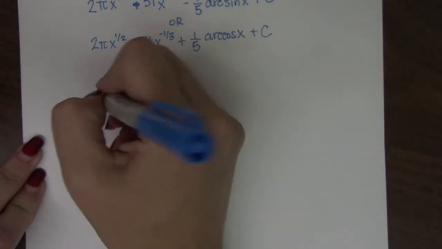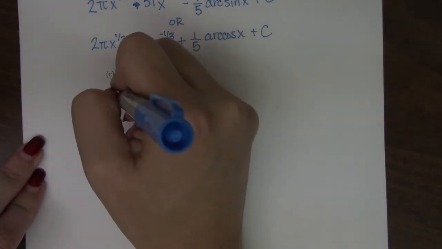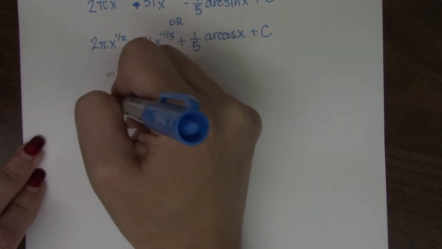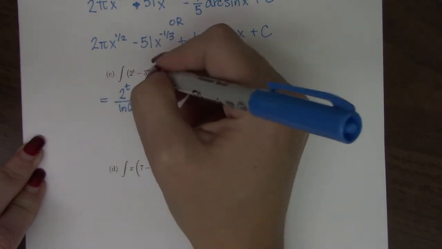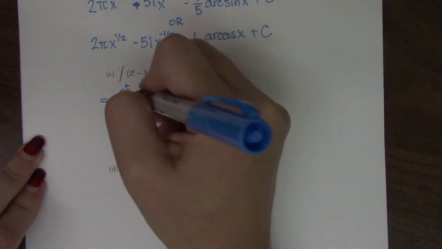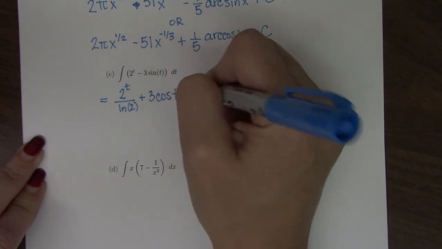2 to the t is the same format as a to the x, so the antiderivative of this is 2 to the t over ln of 2. And then this is negative sine, so this is plus 3 cosine of t plus c.